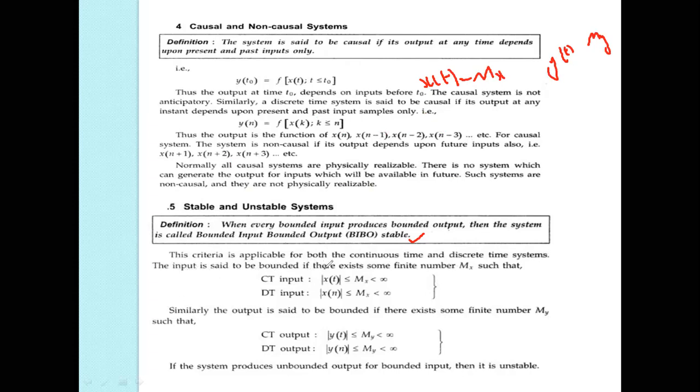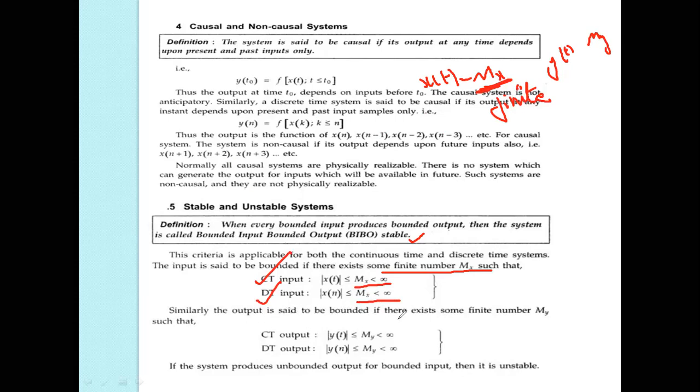The input is said to be bounded if there exists some finite number Mx. It is a finite number, and it is always less than infinity. In the continuous time system, the magnitude of x of t is less than Mx, which is less than infinity. In the discrete time system, the magnitude of x of n is less than Mx, which is less than infinity. This is a finite value. Less than infinity always means finite values only.